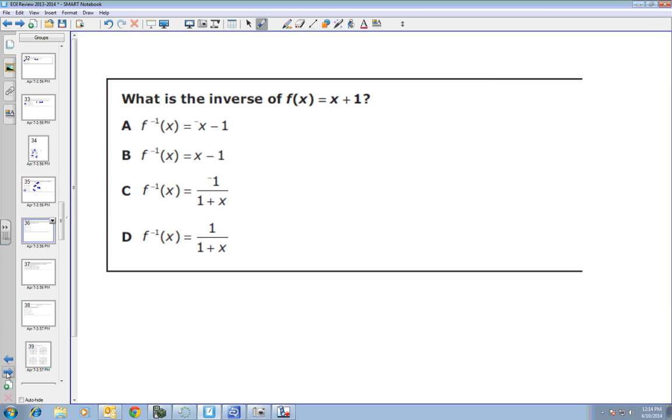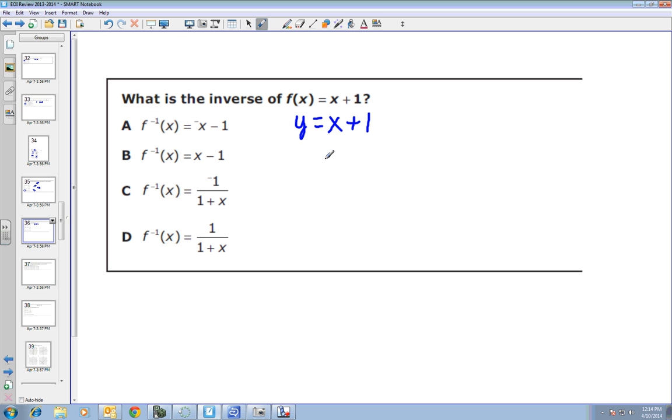Okay, so the next part starts talking about inverses. So do you remember how to find the inverse? That was chapter 6. We found inverses by switching our x's and y's and then solving for y. So look at this problem. I actually have f of x stands for my y equals x plus 1.